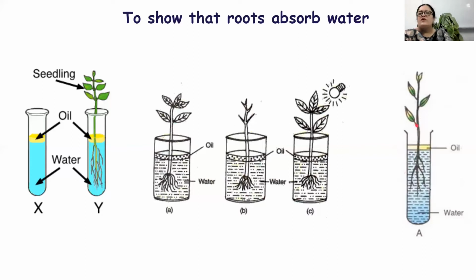Because the leaves have transpired water and the roots have taken in more water to compensate for the loss of water. In doing so, the level of water falls down. No water was lost from the surface. To ensure this, we have a thin layer of oil above. So this means that the water lost was absorbed by the roots to enable the leaves to transpire. So these three experimental setups show that roots absorb water.